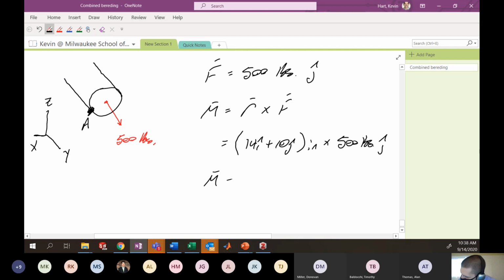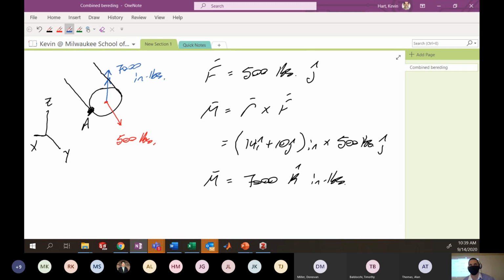If you're doing this, I only have one resulting moment component, because J cross J will just go away. So I'm going to end up with 14I crossed with 500J, which gets me 7,000 K hat. Positive K hat. So my resulting moment on this cross-section will look something like this: my double arrow in K hat and 7,000 inch-pounds.